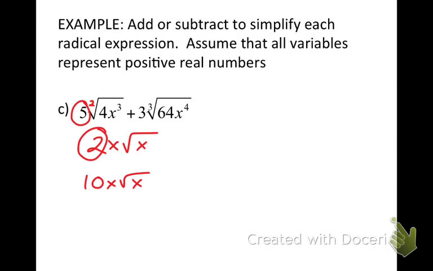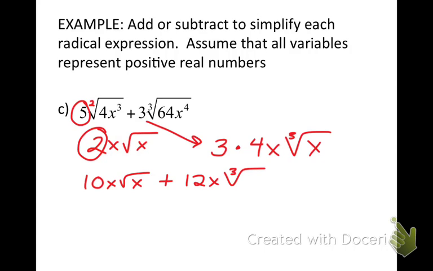Now let's go to the second one. What perfect cube goes into 64? Actually, is that a perfect cube? Is that 4? It's 4 times 4, 16 times 4. Yes, that is a perfect cube. So we have 3 times 4. How many times does 3 go into x to the fourth? Once, with 1 left over. So that gets me plus 12x cube root x.